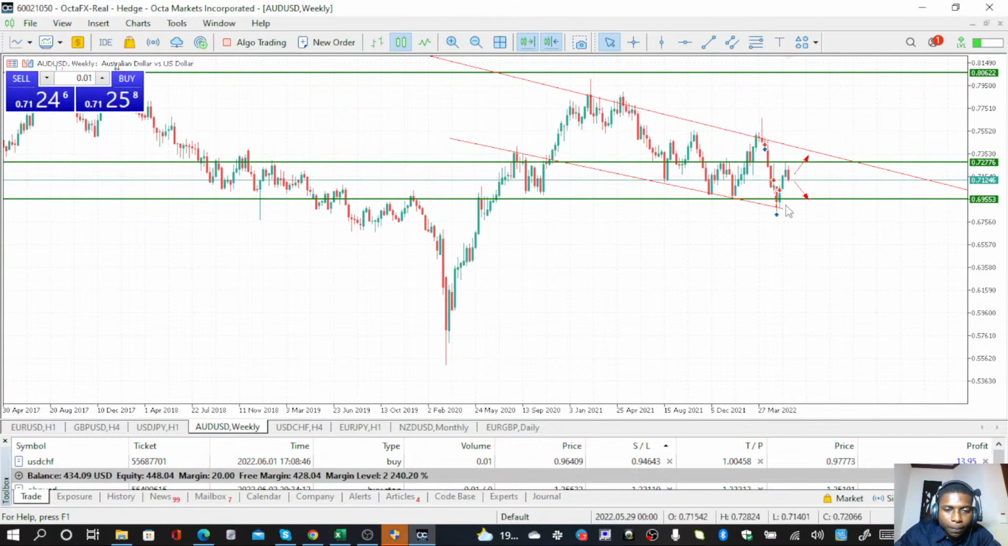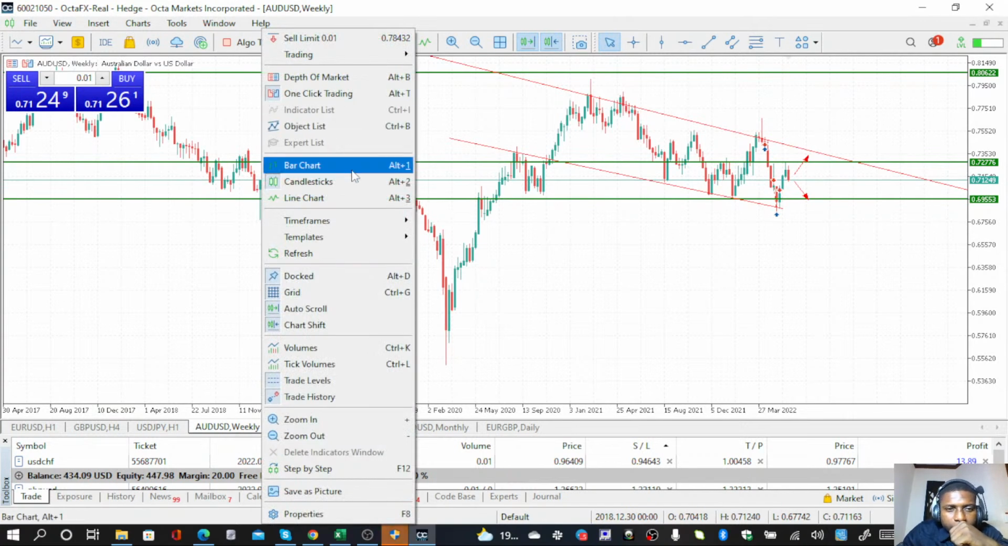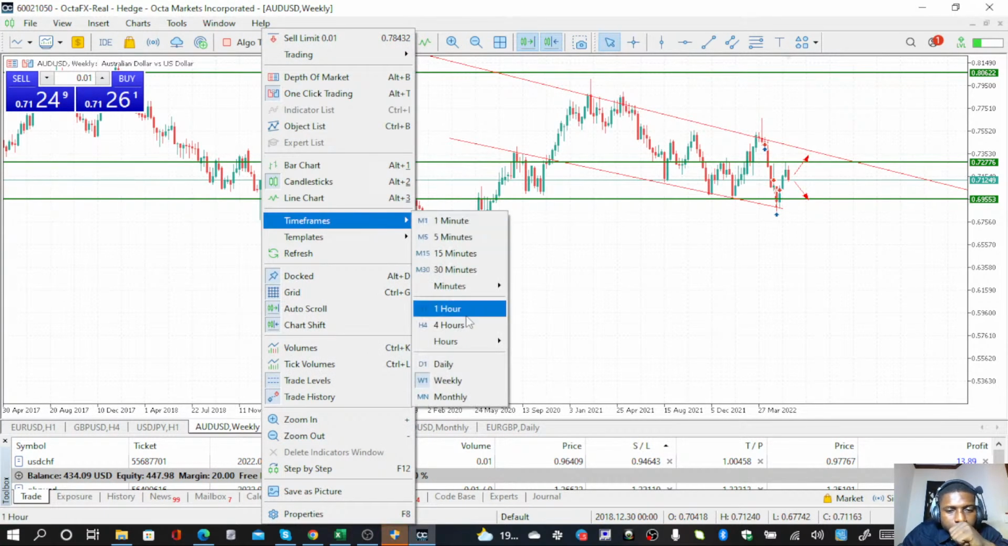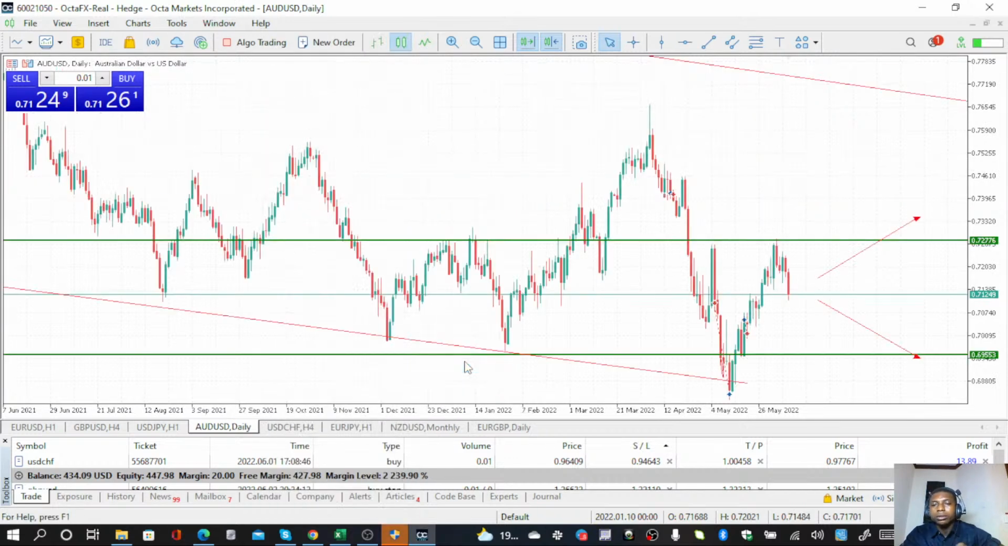Now, let's go down from the weekly time frame to the daily time frame. That would give us a clearer perspective of what is going on and what we need to do. Okay, good. So this is the daily time frame, and on the daily time frame, it's obvious.